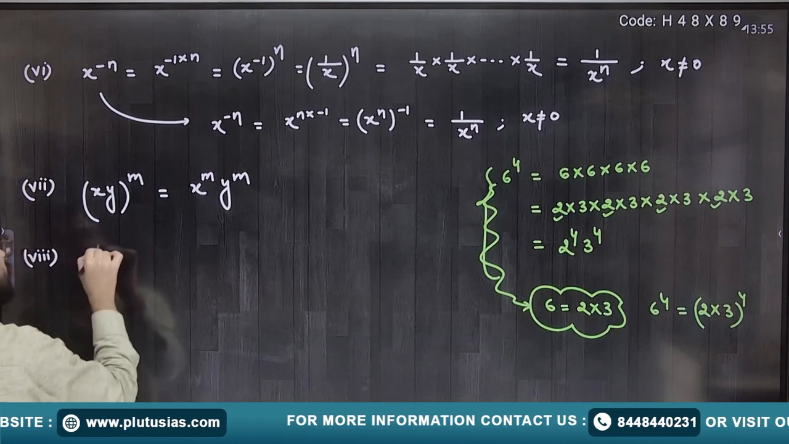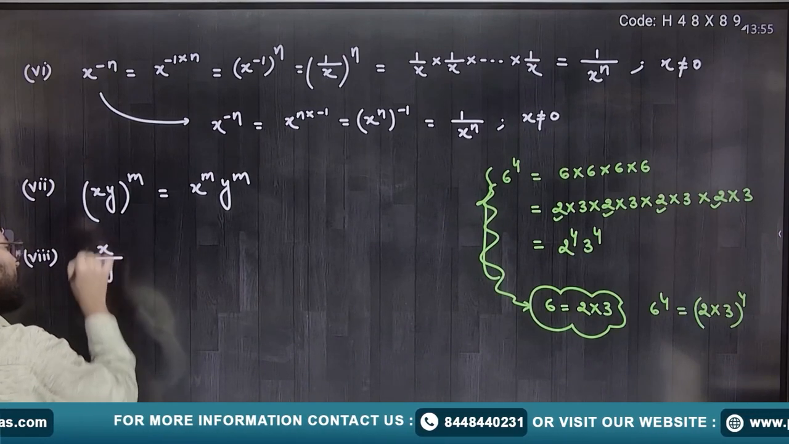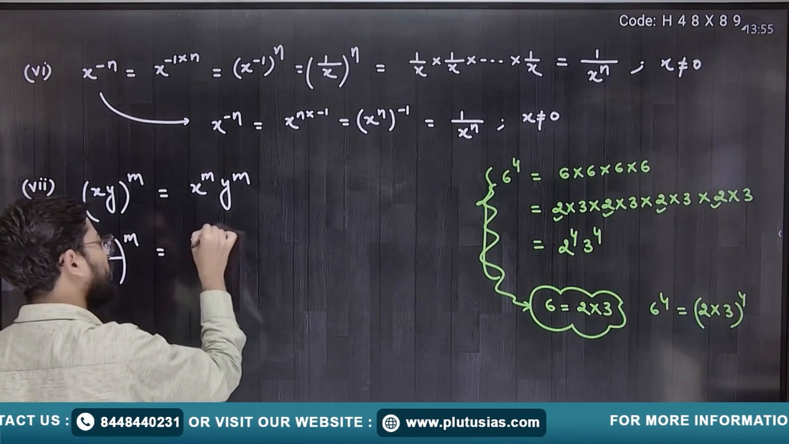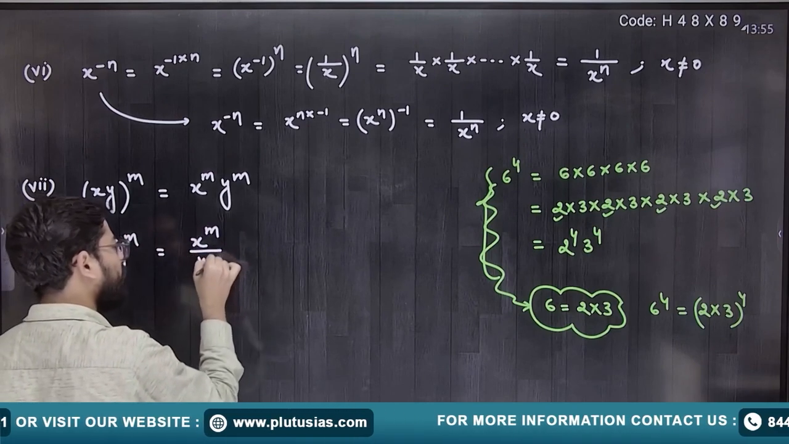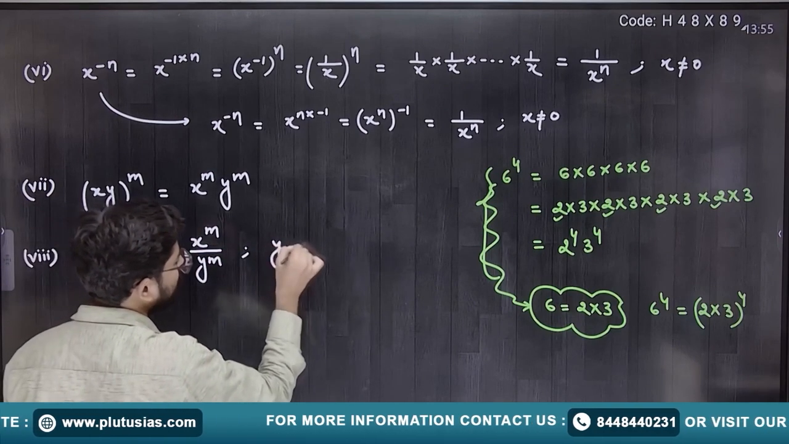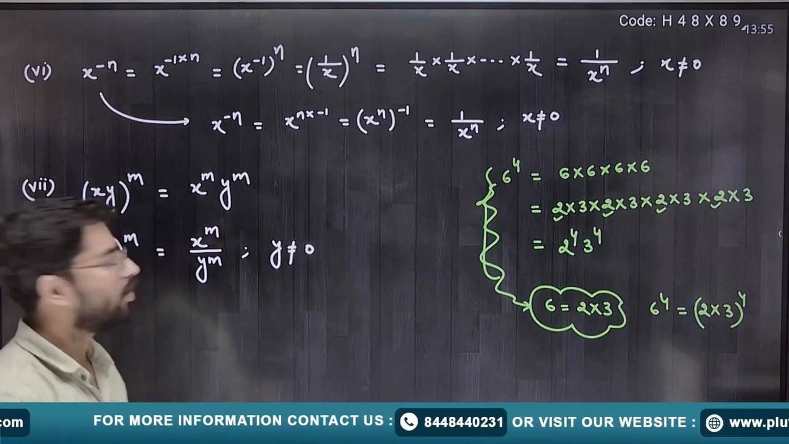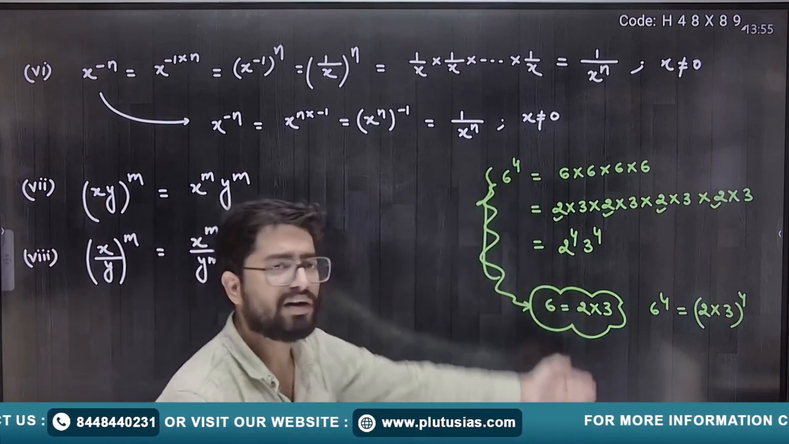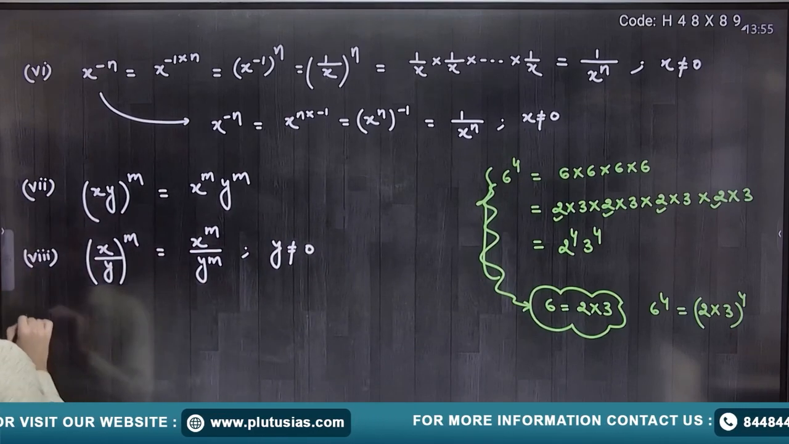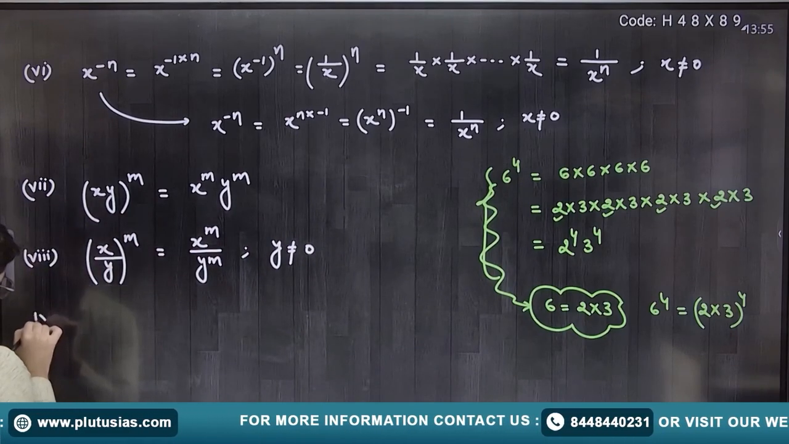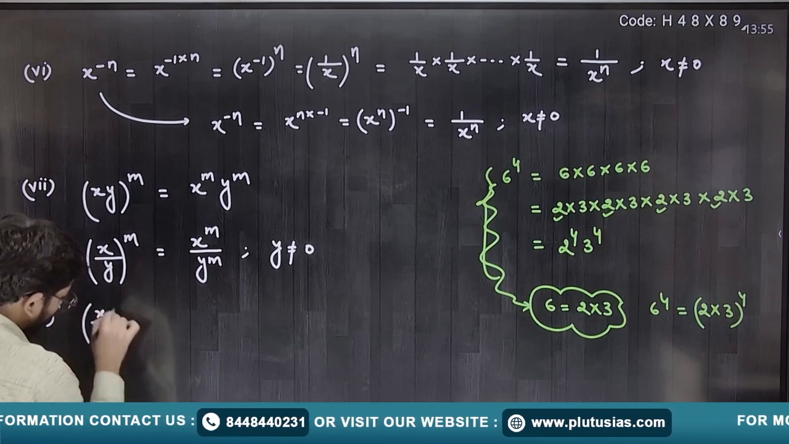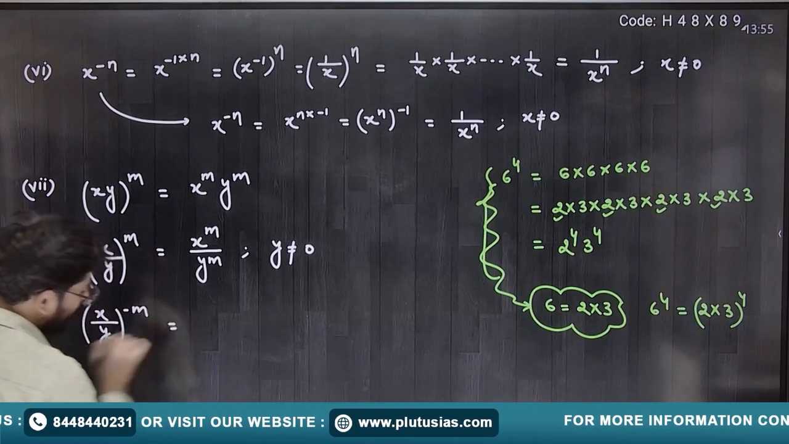Next, 8. That is x by y raised to power m, that will give you x power m divided by y power m. Obviously here y cannot be 0, because it is in the denominator. In the similar manner you can prove it.